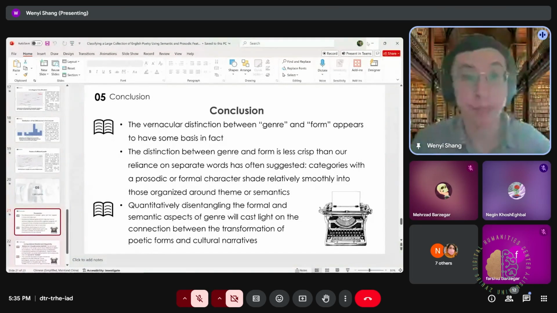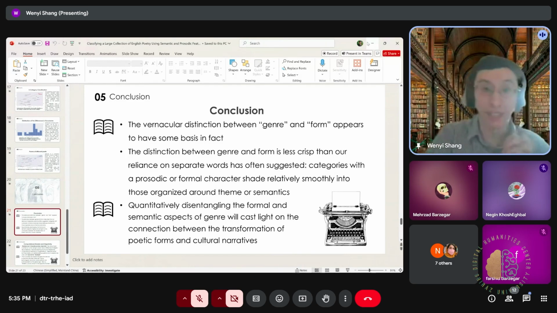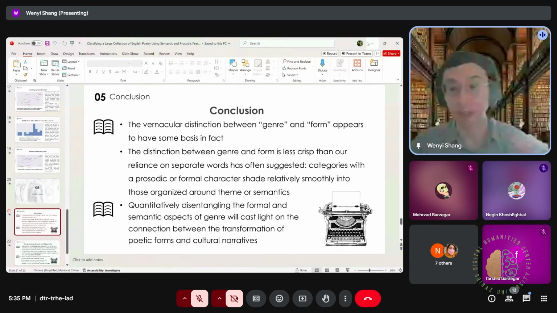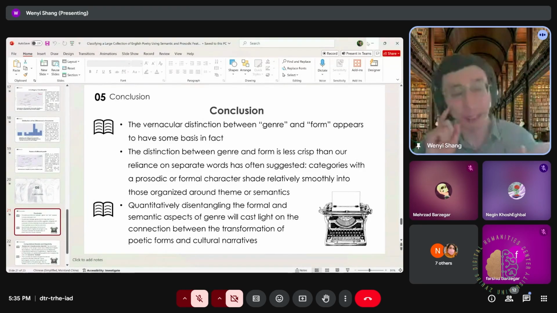For this project in particular, our conclusion is that the vernacular distinction between genre and form appears to have some basis in fact. So in the vernacular, we call forms and genres differently in literary history and in how we approach this issue, and they are quite vaguely defined. But we find that they have some ground.